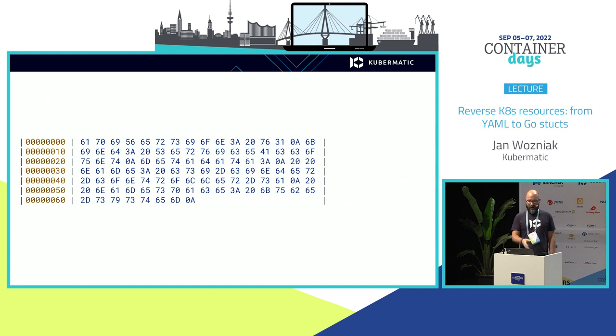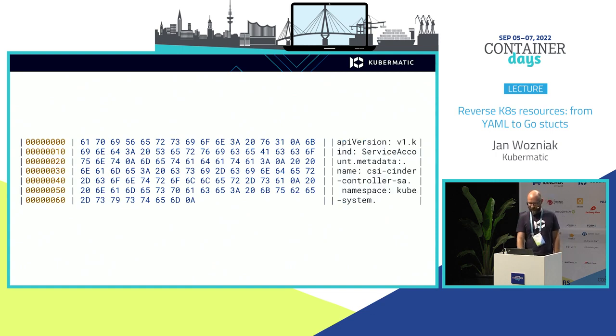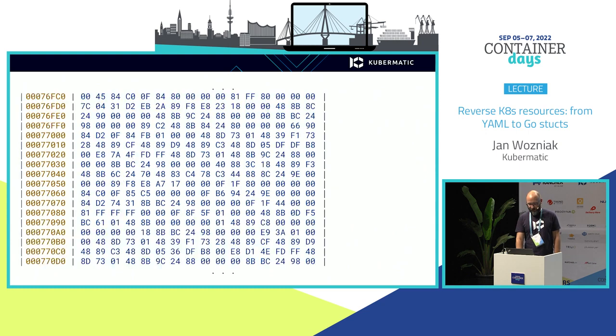Now, anybody can make a guess what this is. You don't need to shout it out. Just make a guess in your head. And it's our friend, service account. It's just a representation in binary and hex. And this is the string representation. So if you load your file to memory, if you use os.ReadFile, this will be the set of bytes that will be sitting there.